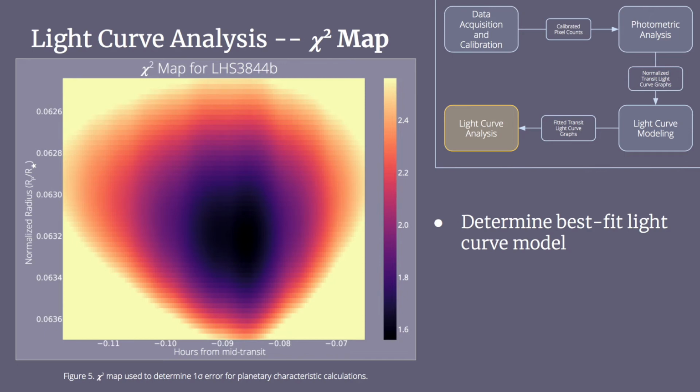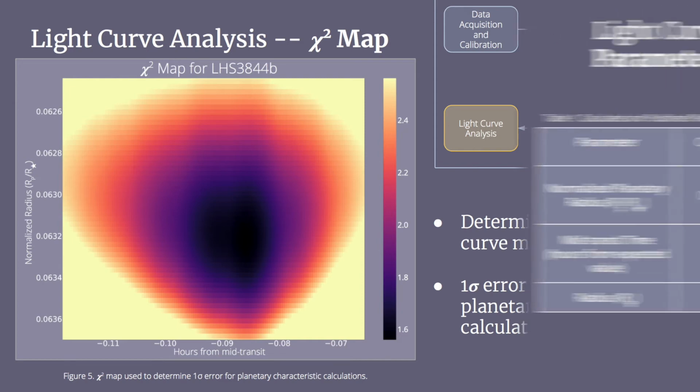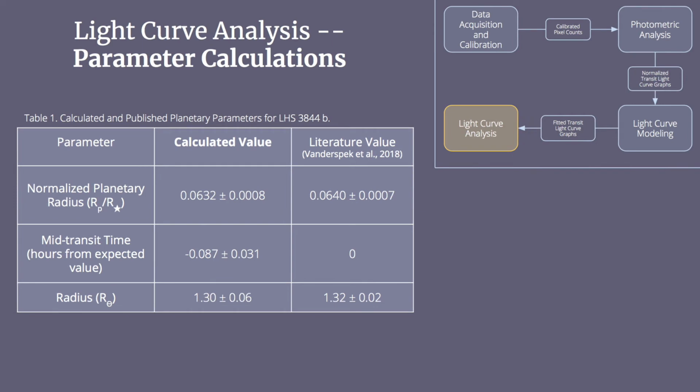We have hours from mid-transit on the x-axis and normalized radius on the y-axis. I use this map to visualize and determine the 1 sigma error bar range, which ends once the color becomes yellow, for my planetary characteristic calculations. Table 1 shows my calculated values for planetary radius and time of mid-transit with 1 sigma error bars, and how they compare to the literature values from the initial test detection of LHSb.